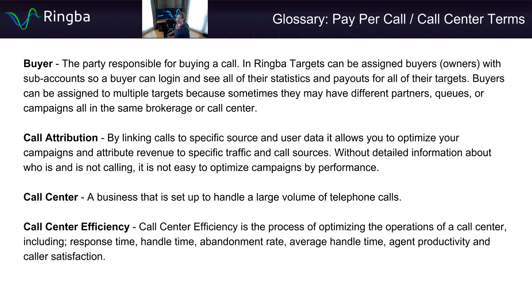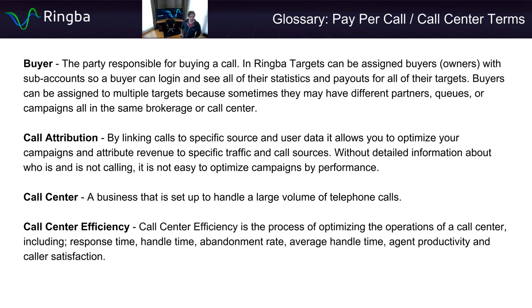In Ringba, targets can be assigned to buyers who are their owners with subaccounts, so buyers can log in and see all their statistics and payouts for all of their targets and campaigns. Buyers can be assigned to multiple targets in Ringba because sometimes they have different partners, queues, or campaigns all in the same brokerage or network, or maybe it's the same call center running multiple campaigns. But buyers are essentially the people who are receiving the phone call at the end of the day and paying for them on a pay-per-call basis.